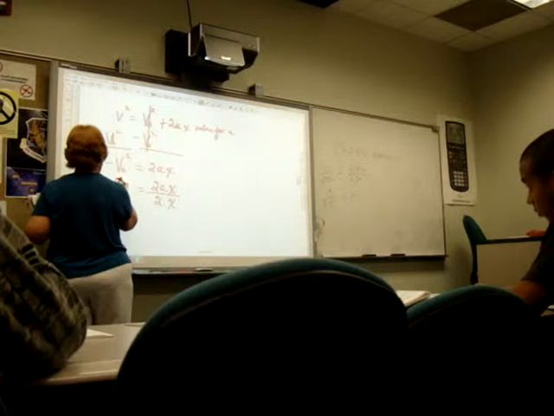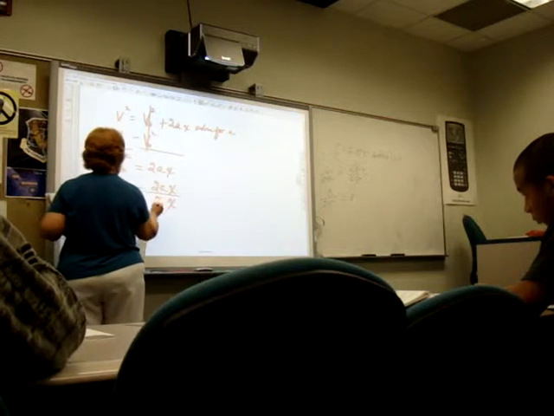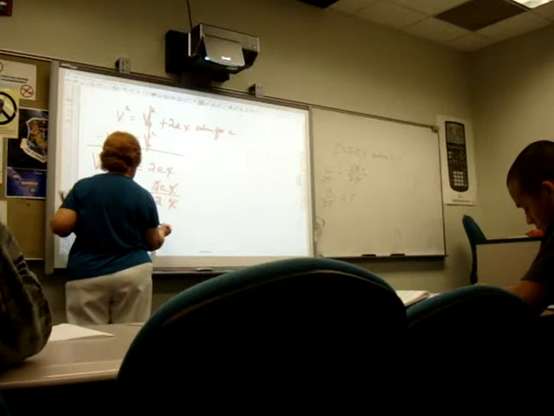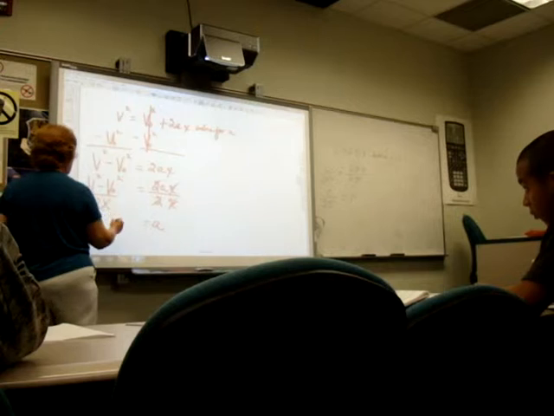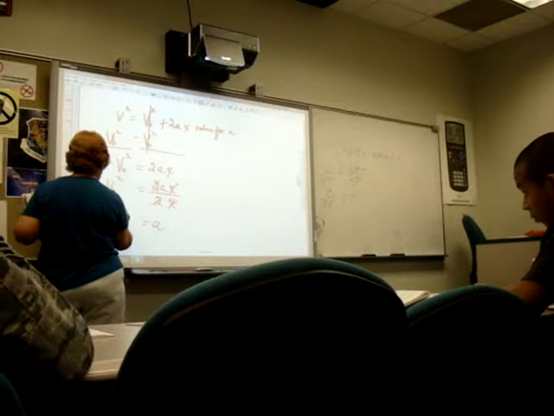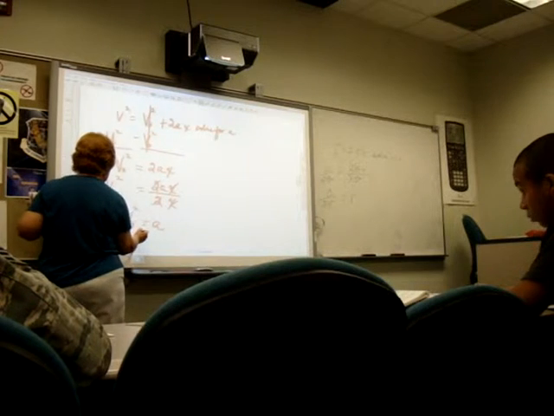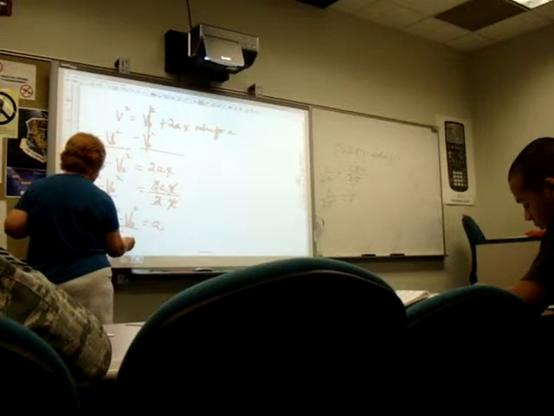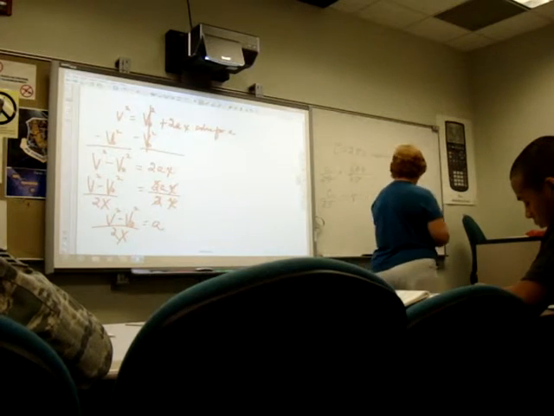The 2's divide out, the x's divide out, and I'm left with an A. None of these are like terms, so I cannot combine them. They all have different variable representations, so when I get to this step, I am through. Any questions about that one?